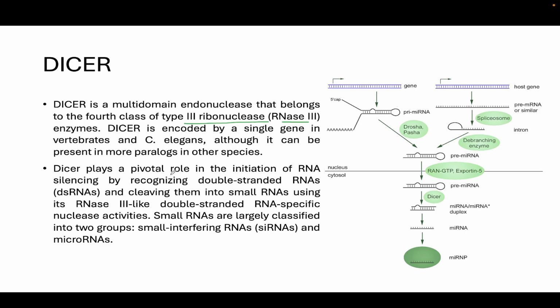So, Dicer plays a pivotal role in the initiation of RNA silencing by recognizing double-stranded RNAs. Fine. So, here comes the role of Dicer. It recognizes the double-stranded RNA and cleaves them into small RNAs using its RNase 3-like double-stranded RNA-specific nuclease activity. Small RNAs are largely classified into two groups, that is small interfering RNA and microRNA. So Dicer has an important role in formation of this siRNA and miRNA. Okay.